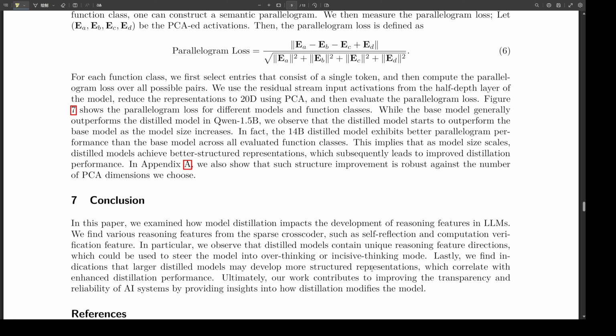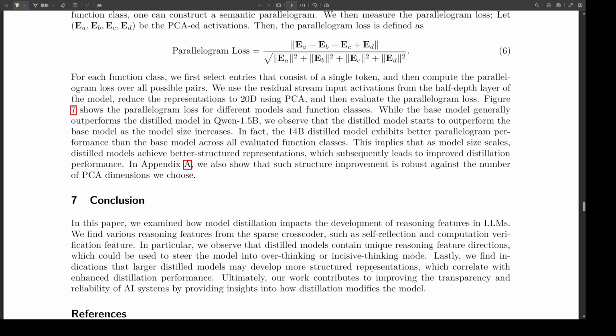But here's the really interesting part. When they looked at larger distilled models, the parallelogram loss was actually lower than in the original model. Wait, so you're telling me that bigger distilled models not only have those unique reasoning features, but they might also have a better organized brain than their larger counterparts. It seems counterintuitive, but that's what the research suggests.